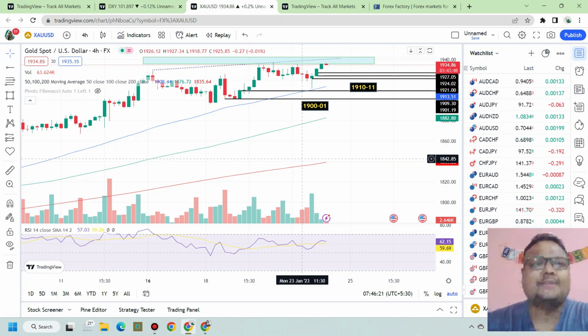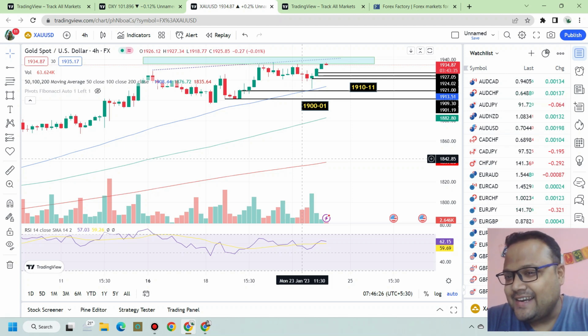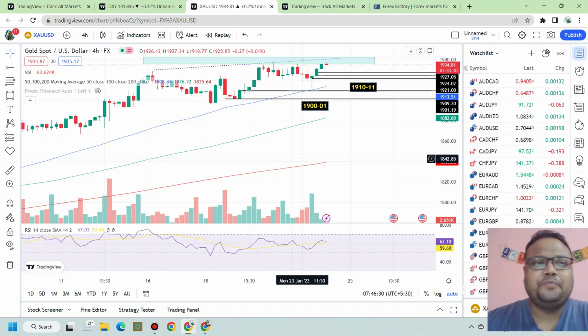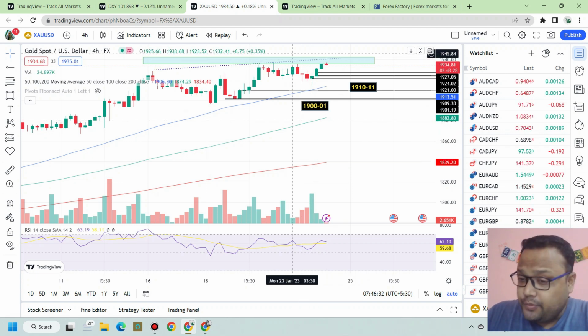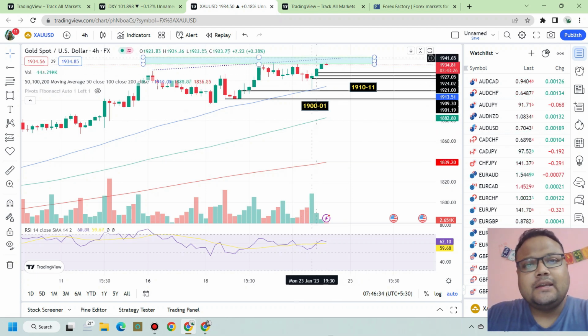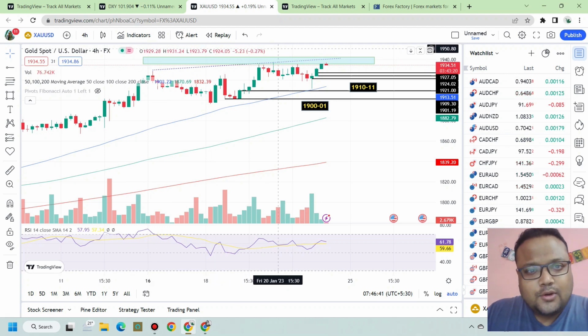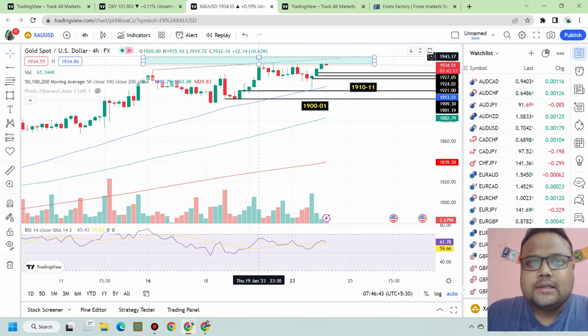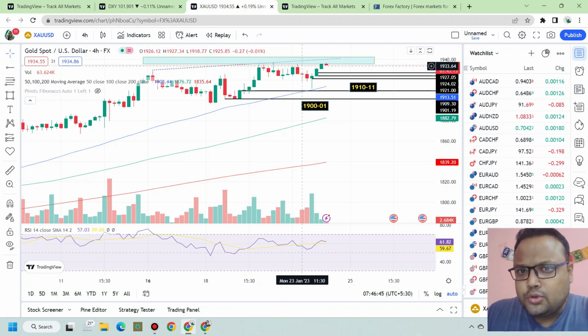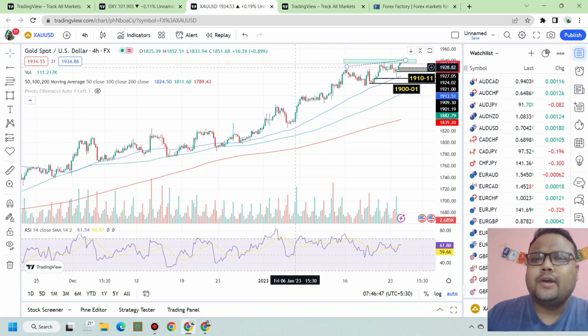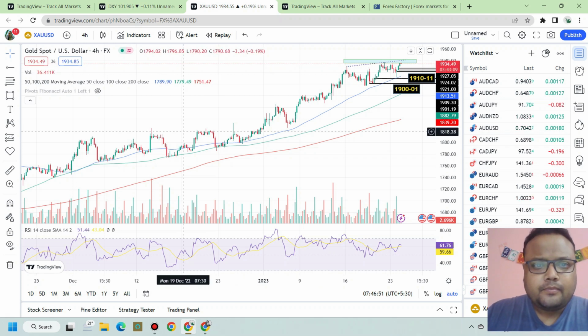So let's get started. My dear friends, this is gold and gold is right now standing at 1934. We are looking at the 4 hours chart of gold. To be honest, right now gold is standing in a pretty uncertain area because for the last couple of days, gold is trying to break this level here but unable to do so. But if we look at the overall trend, then the overall trend is very much clear. The market is in uptrend.